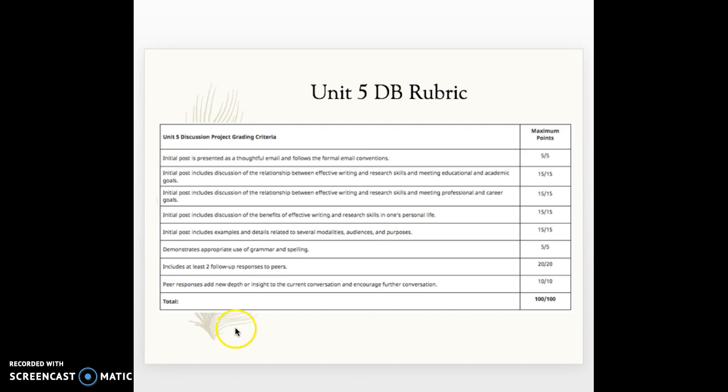So as you can see here from the rubric, we have those points there for each of the paragraphs. We have 15 points for adding details, examples, talking about audiences and purposes, all those things we've been talking about this semester. 5 points for grammar and spelling, and then, as usual, the 30 total points for your two responses to classmates. So don't forget those.